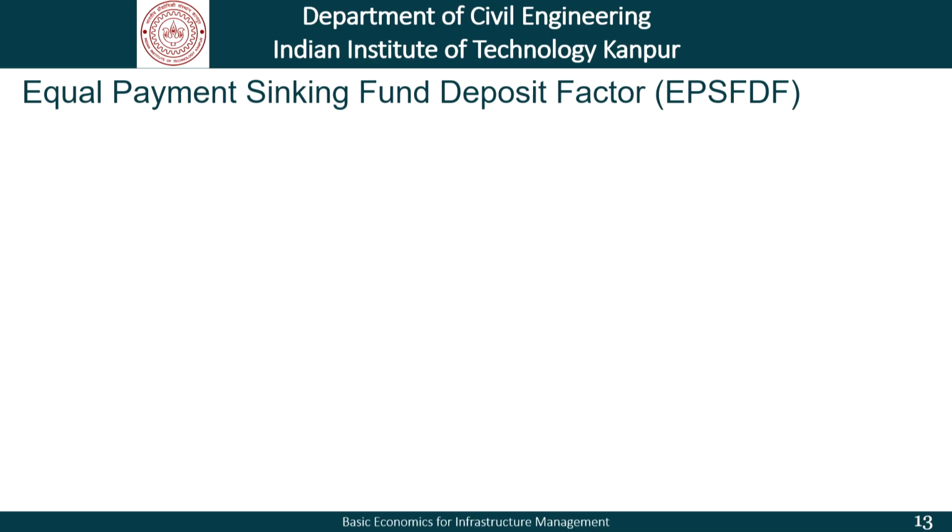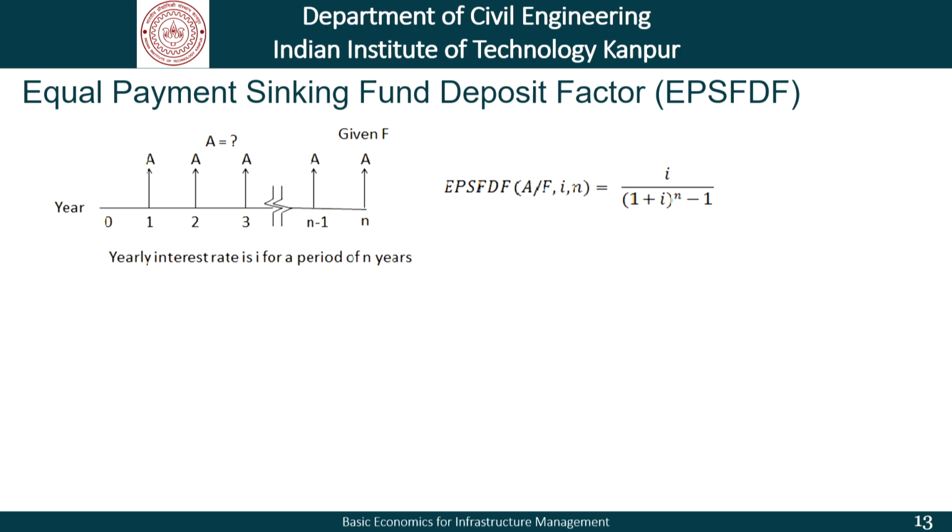The next factor that we are going to talk about is the equal payment sinking fund deposit factor, which is given F, what should be the A? That if we want this F at the end of n, assuming I, what should be the A? So, here is the mathematics of it, the arithmetic, which tells you how to come to that factor. The importance of all these factors is that once we know these factors, we just multiply or divide or whatever we do with these factors, and we have our answers rather than having to do the arithmetic all over again.